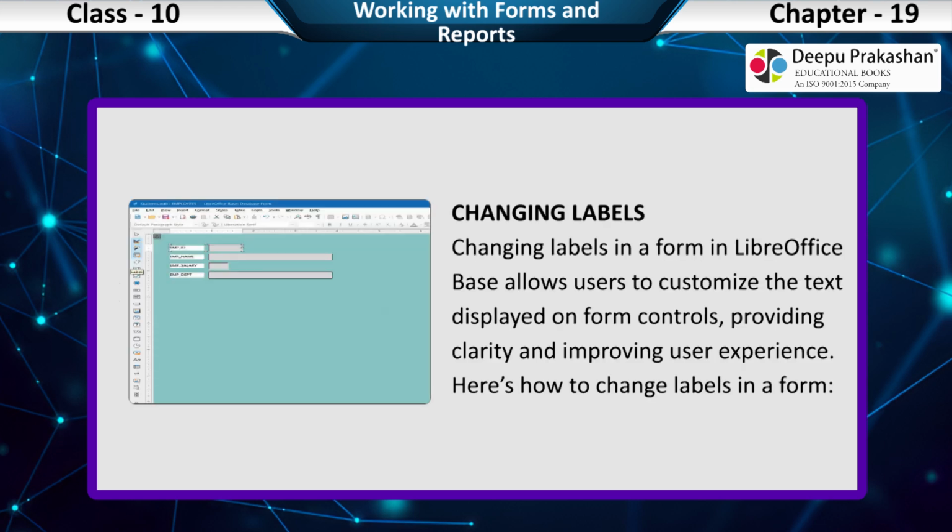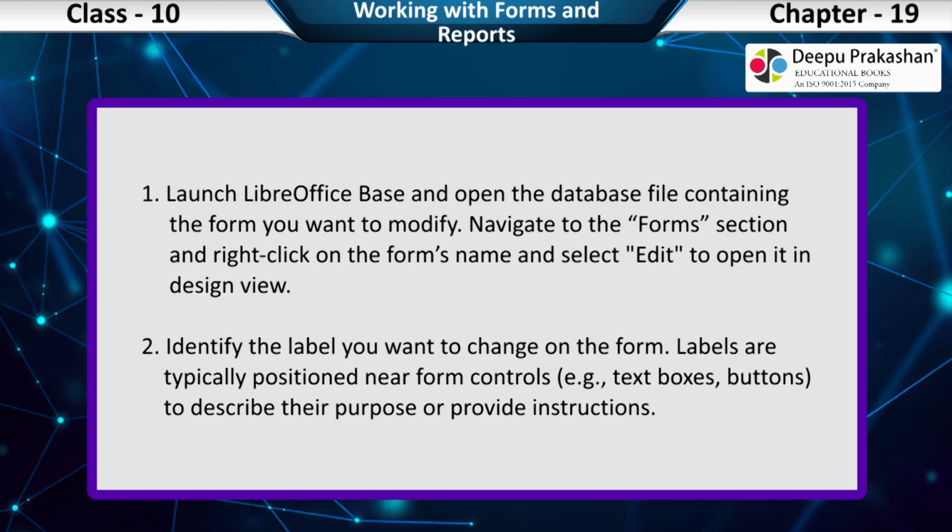Changing labels. Changing labels in a form in LibreOffice Base allows users to customize the text displayed on form controls, providing clarity and improving user experience. Here's how to change labels in a form. 1. Launch LibreOffice Base and open the database file containing the form you want to modify. Navigate to the Forms section, right-click on the form's name and select Edit to open it in Design View.